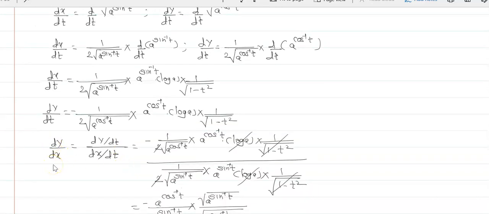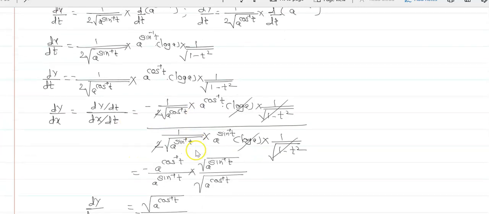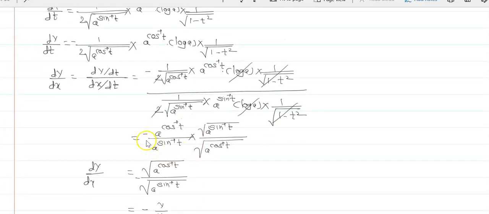Therefore, dy by dx is equal to dy by dt upon dx upon dt. The terms will get cancelled. That is, minus a raised to cos inverse of t upon a raised to sine inverse of t into root of a raised to sine inverse of t upon root of a raised to cos inverse of t.